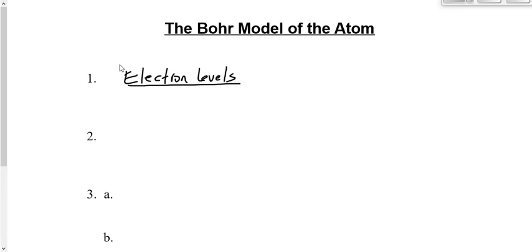I think it's max 8 on the second level, and so on. You don't need to remember those numbers. I don't remember those numbers past the second or third one. Don't worry about that. You just have to know that they're on their own level, and each level is characterized by a specific energy. So the energy of the electron on the first level is different than the energy of the electron on the third level.